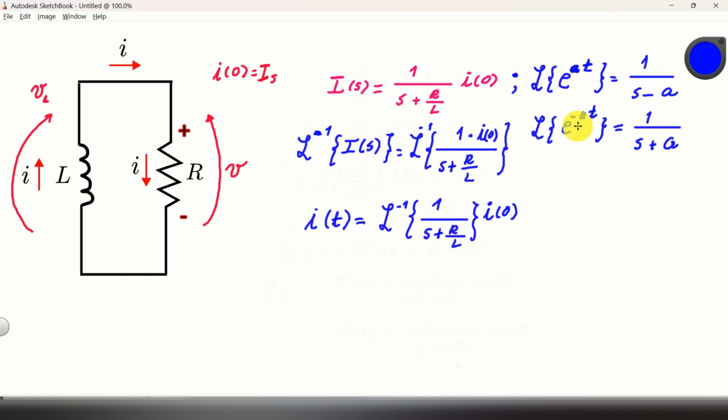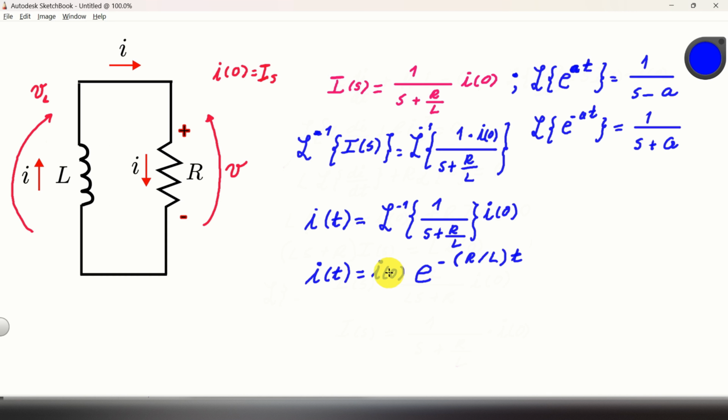Now we can apply this formula and obtain the final result that I of t is equal to I of 0 as our initial condition, and then e to the power, in our case, minus r over l multiplying t. And this is the final expression.